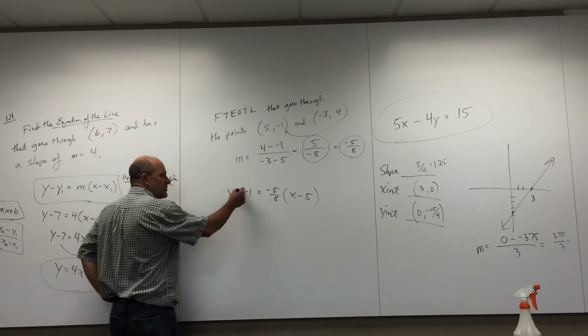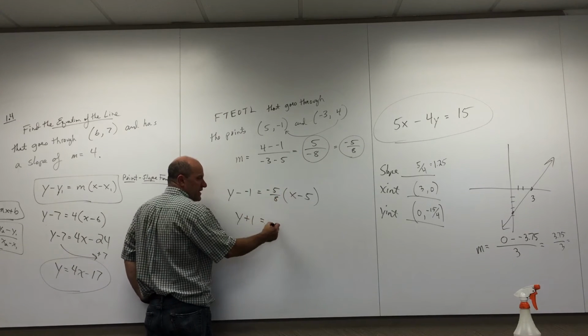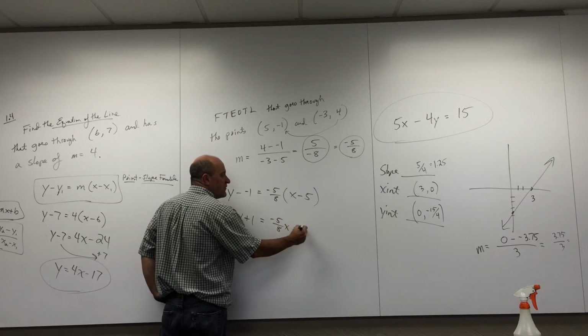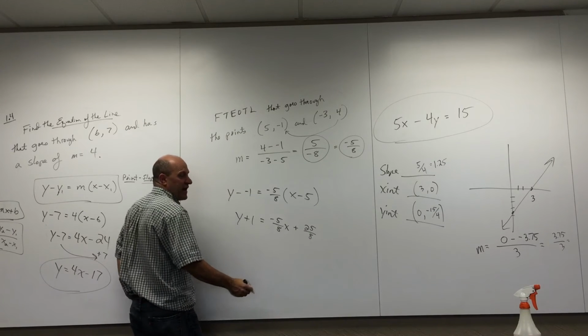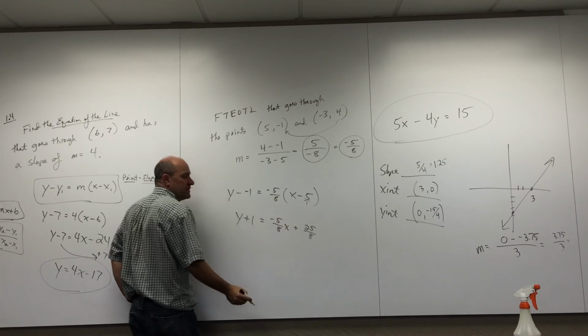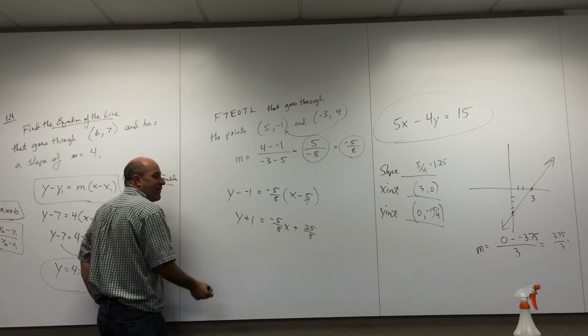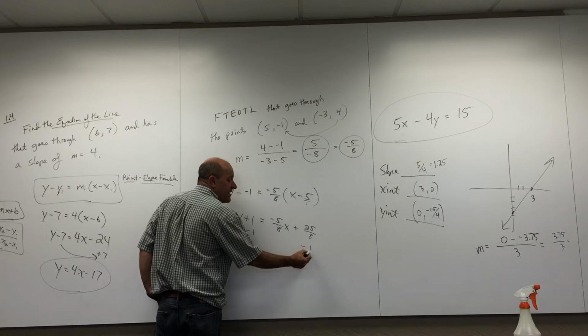So let's clean it up. That's actually y plus 1. If I distribute, it's a -5/8 times x, it's a +25/8. That's how you multiply fractions. You know how to multiply fractions? Multiply numerators, multiply denominators. Hey, now I'm about to subtract 1 though, so that means I'm subtracting a 1.